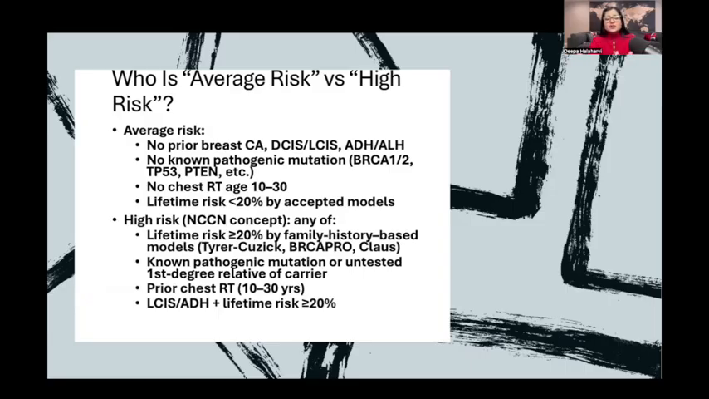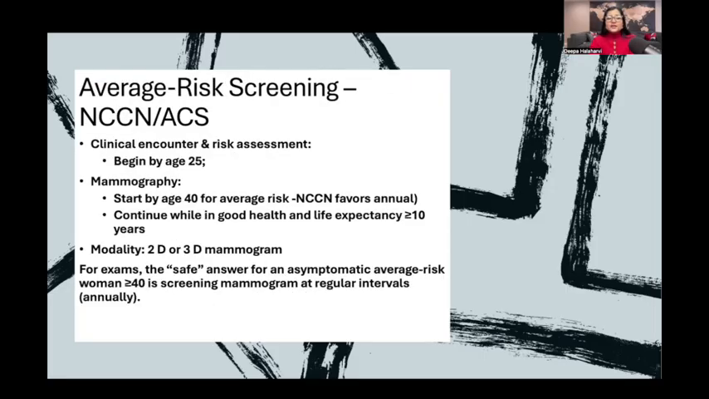For high risk, usually anyone over 20% lifetime risk of developing cancer, typically if they have a mutation or family history, they have atypia such as ADH or LCIS, or they have had prior chest wall radiation. And how do you screen these patients? Average risk, you want to see them starting at age 25 to show them how to do a breast exam, every 3 years or so up to age 40. Starting at age 40, they need a mammogram once a year until life expectancy is less than 10 years.